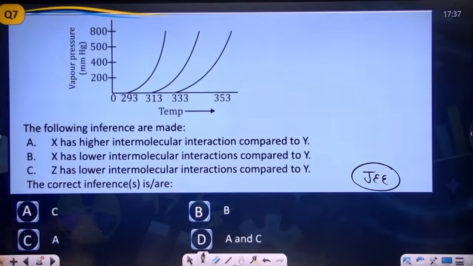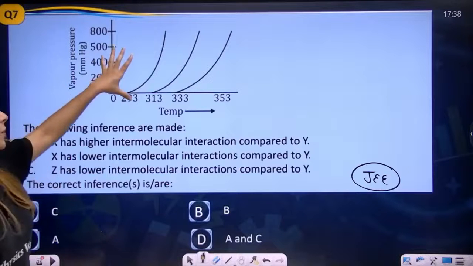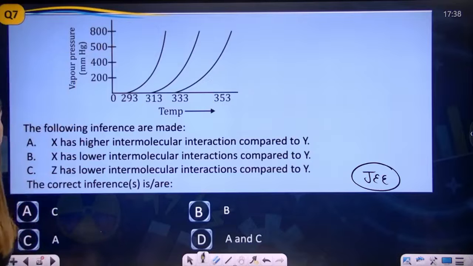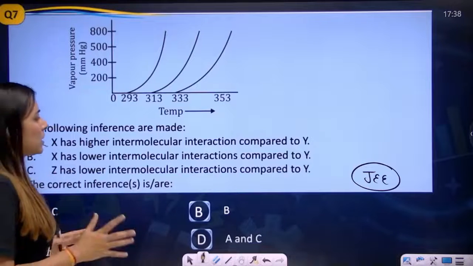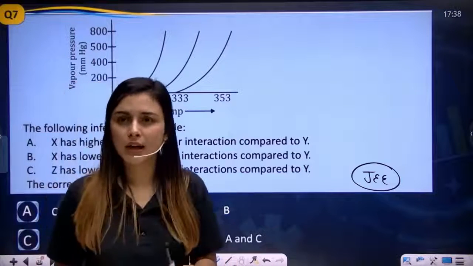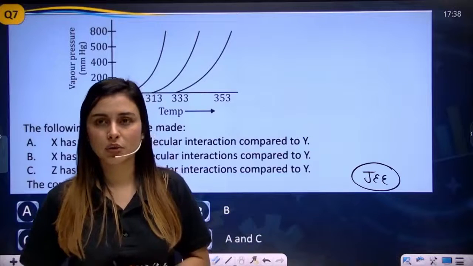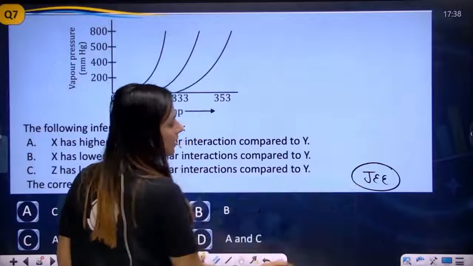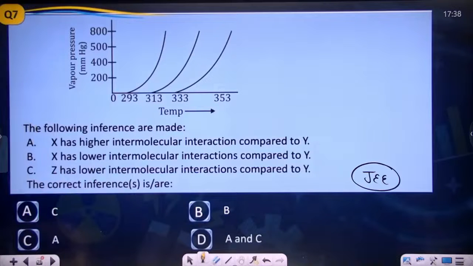Okay, what does the question say? The question says that the following inferences are made. You are given a plot and the following inferences were made. Which of the following has higher intermolecular interaction compared to the other? That is how it is giving you. How are you going to calculate this? See, try yourself and then I'll help you out.